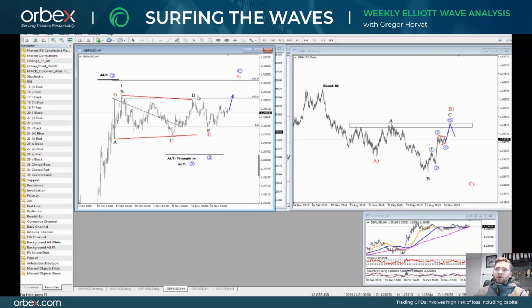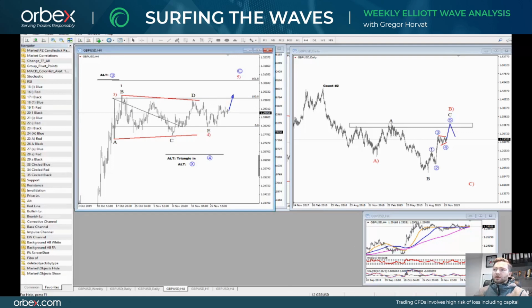So watch out for a push up, let's say for a recovery of 120 pips, maybe even 200 pips, once the market is able to make a daily close above this red resistance line, okay?